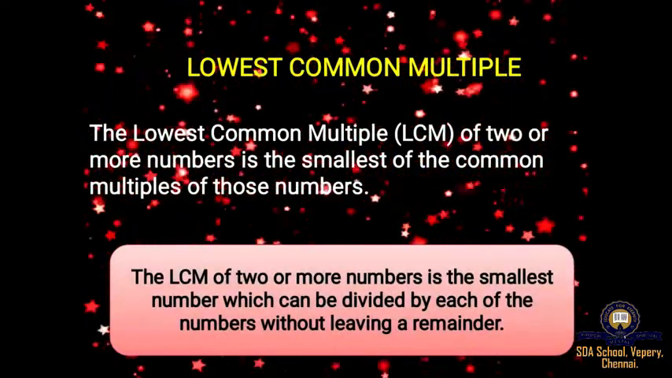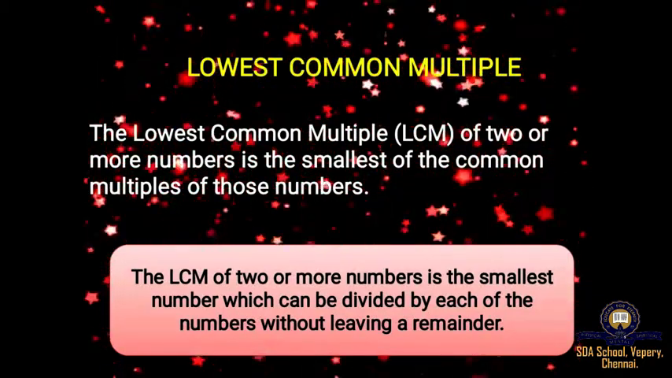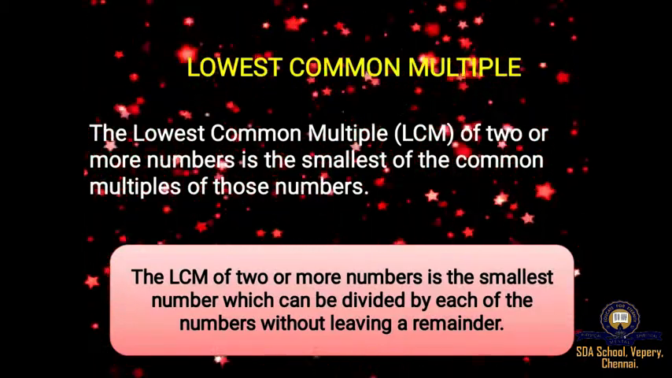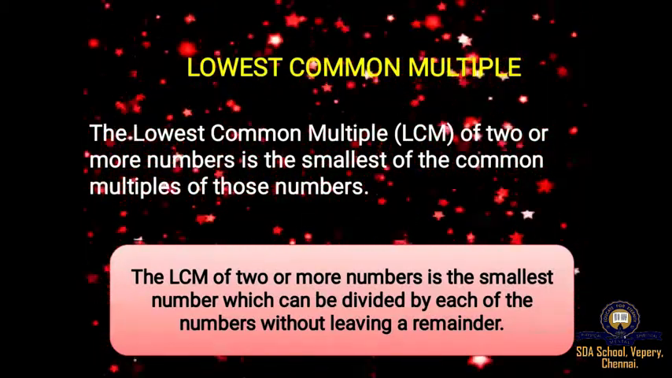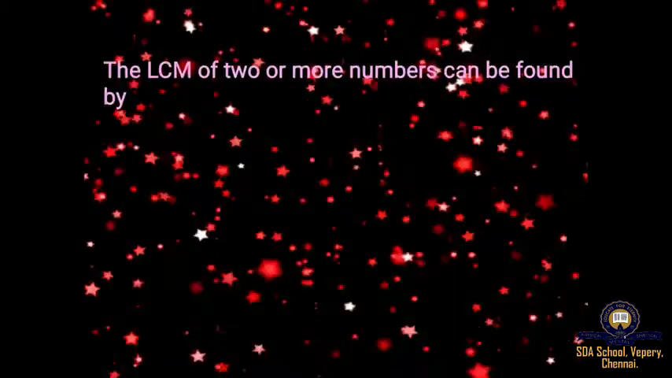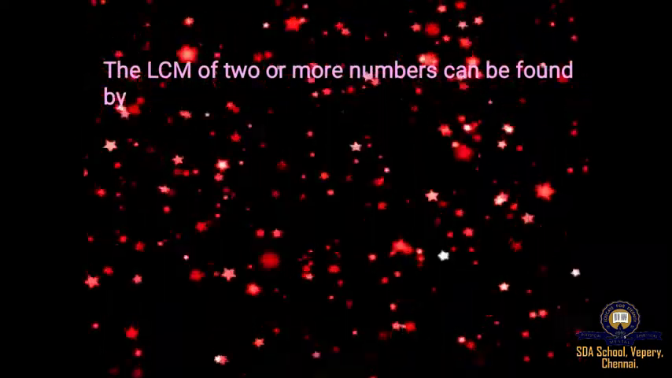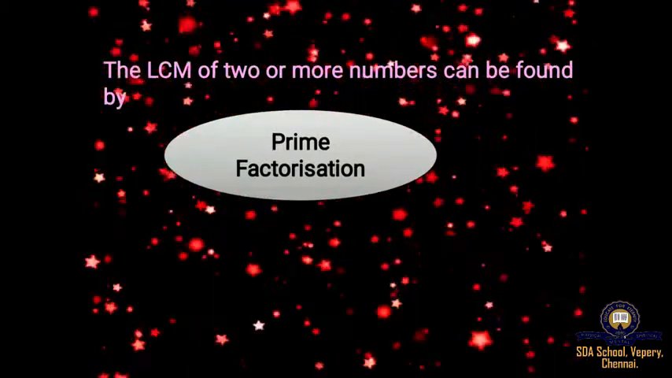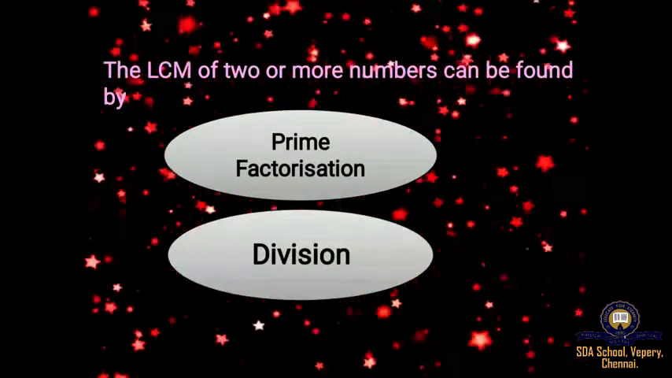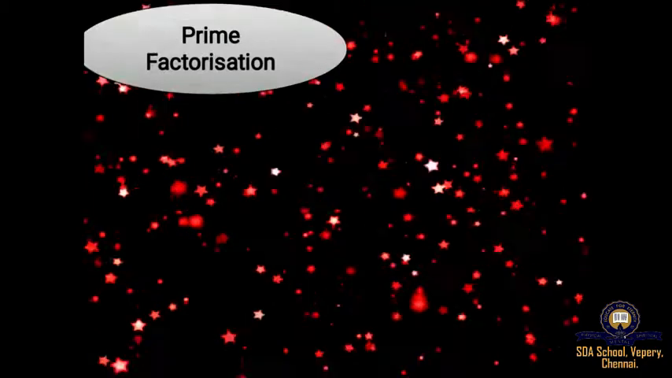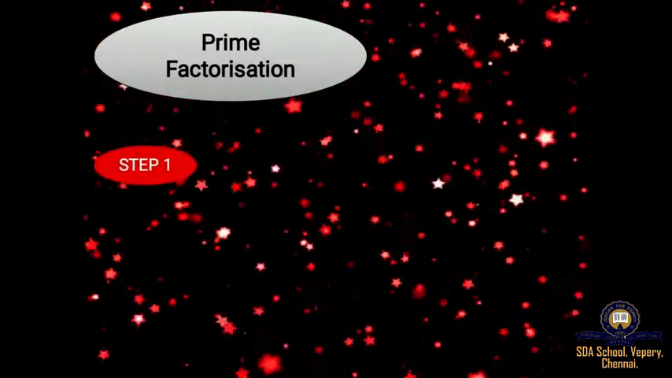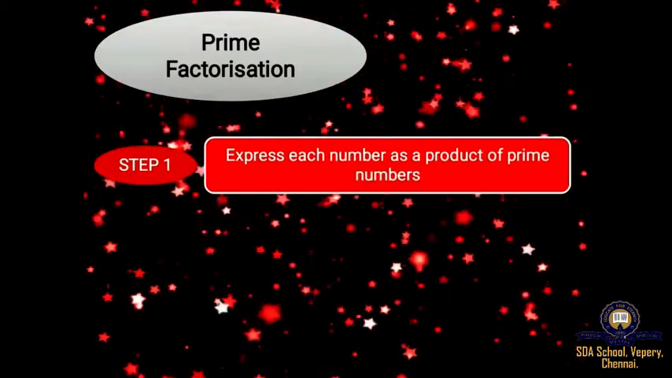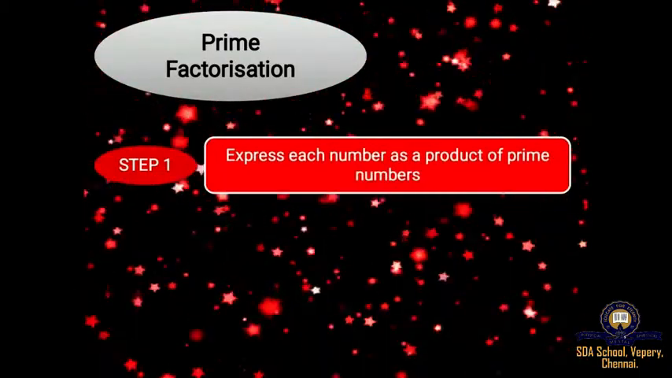The LCM of two or more numbers is the smallest number which can be divided by each of the numbers without leaving a remainder. The LCM of two or more numbers can be found by prime factorization and division. Prime factorization. Now we will see the steps. Step 1: Express each number as a product of prime numbers.